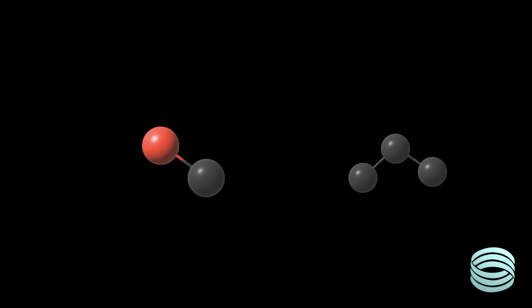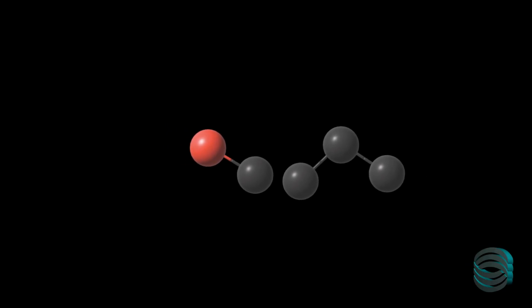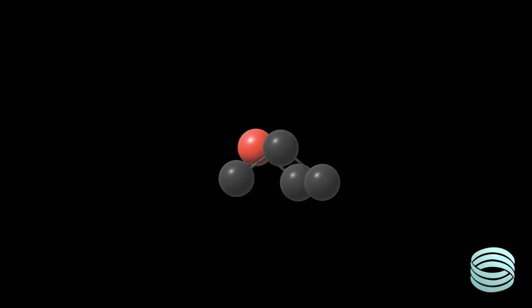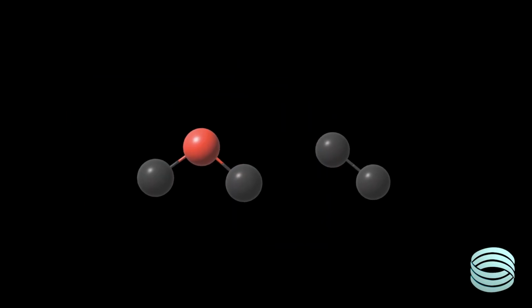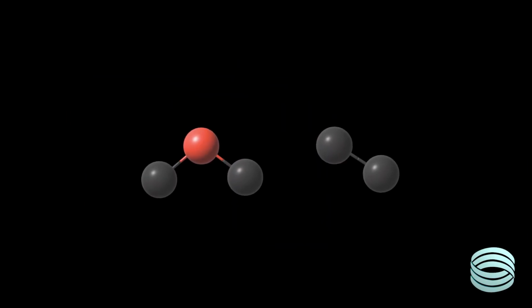These NO molecules then react with ozone inside of the TEA, and this reaction creates an excited form of NO2. This emits light as it relaxes back to its normal state, which the TEA detects and records.